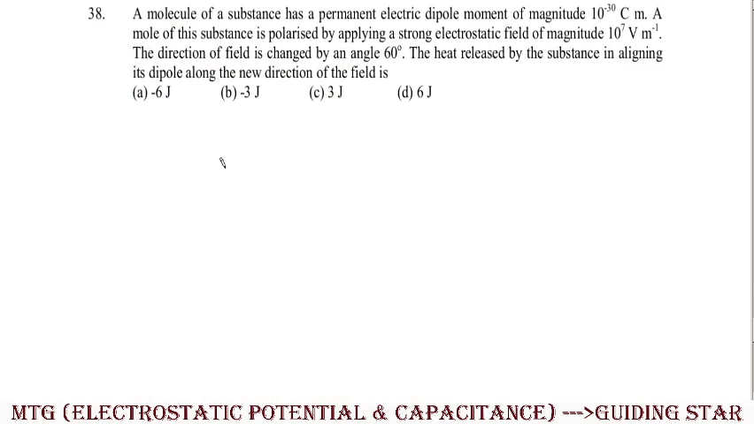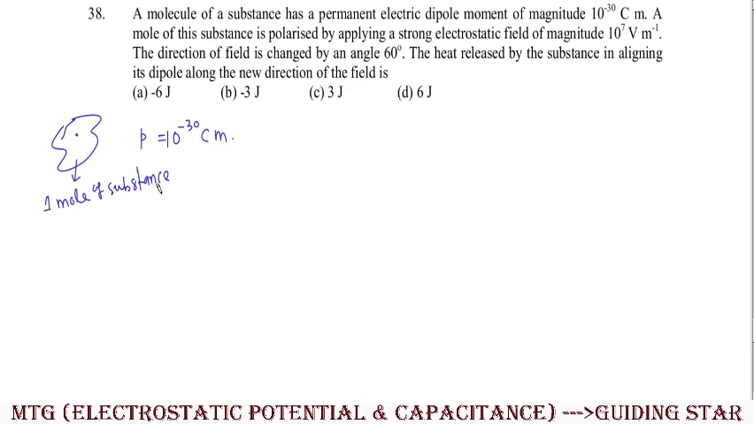Next, in question number 38, a molecule of a substance has a permanent electric dipole moment. Suppose there is a substance, maybe any kind of substance, and in that substance there is a molecule which has an electric dipole moment of 10 to the power minus 30 coulomb meter. A mole of this substance, suppose we are taking 1 mole of substance, and out of it only one molecule has this dipole moment.